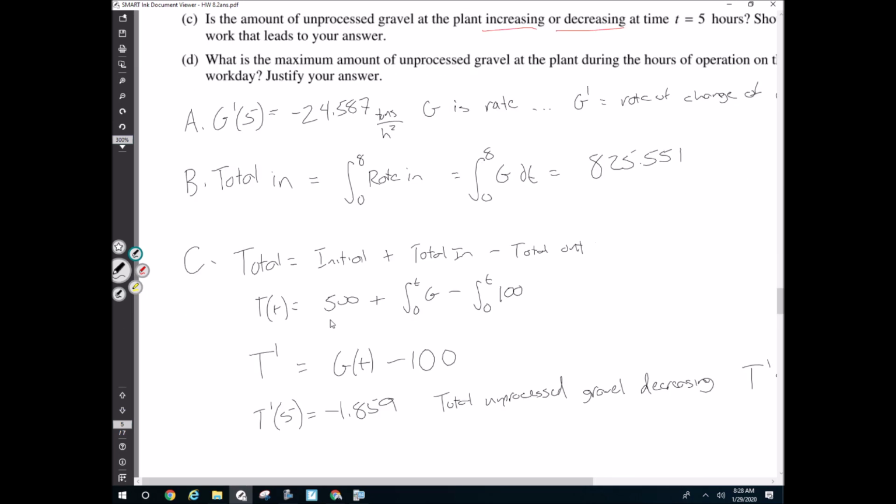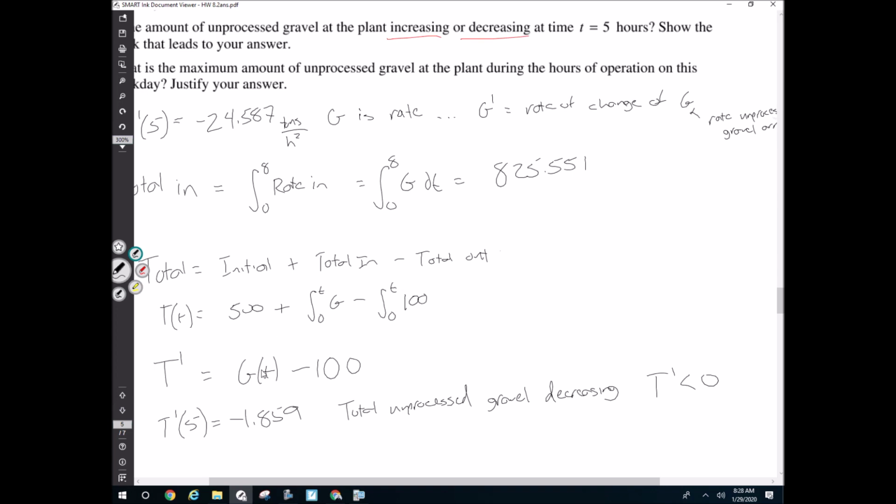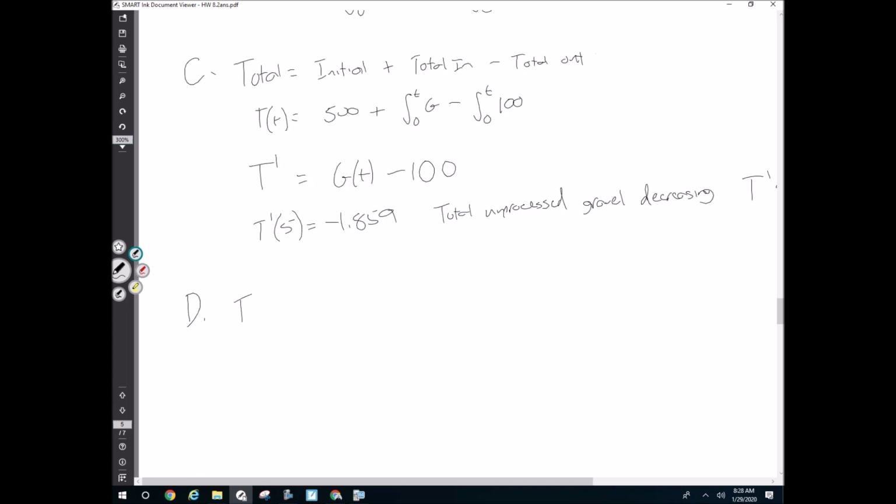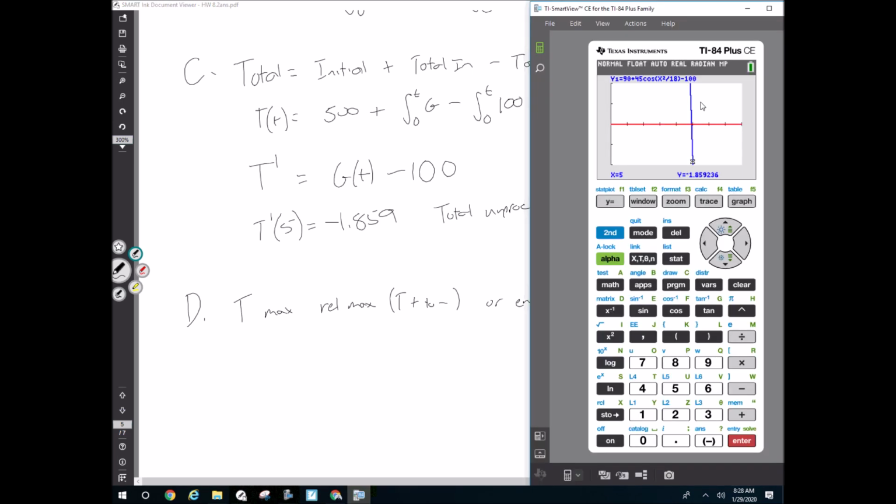To part D. What is the maximum amount of unprocessed gravel at the plant during the hours of operations on the workday? Max. We already talked about T, so this is going to be used. T is going to be a max, either at a relative max, when T prime goes from positive to negative, or an endpoint. Now, I did an analysis right here of the signs. It looks like it's positive and then negative. Let's adjust this to be like negative 50 to 50.